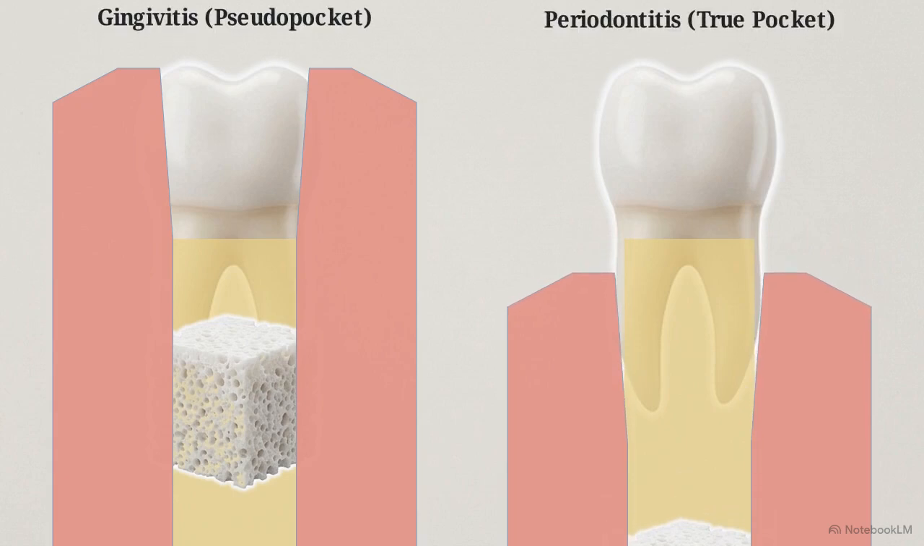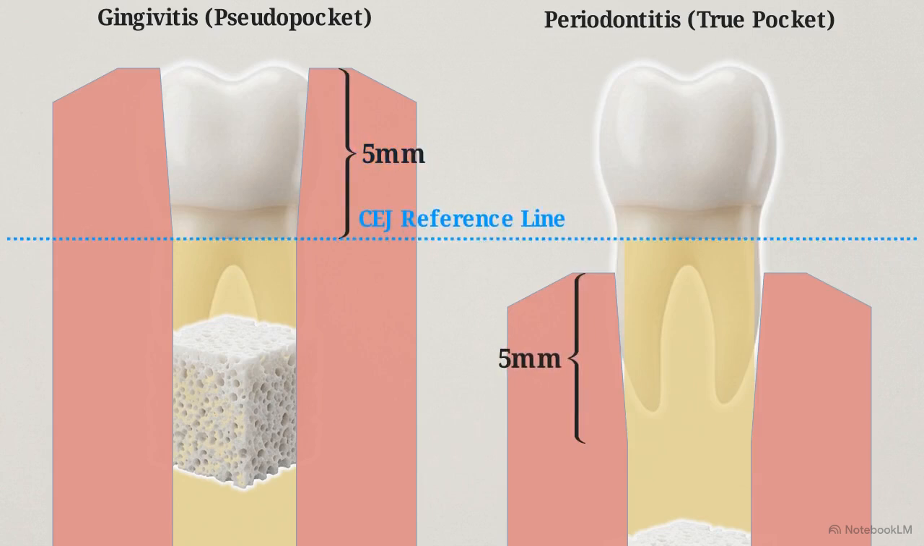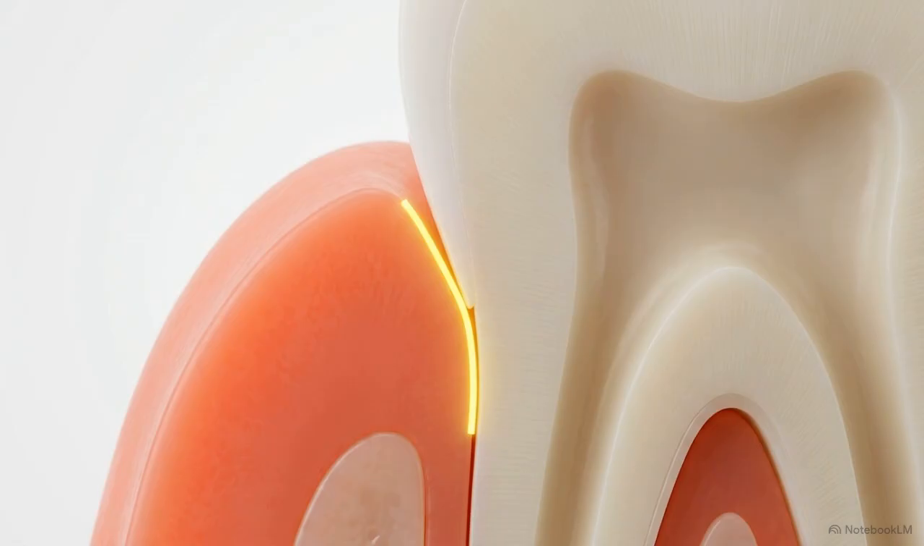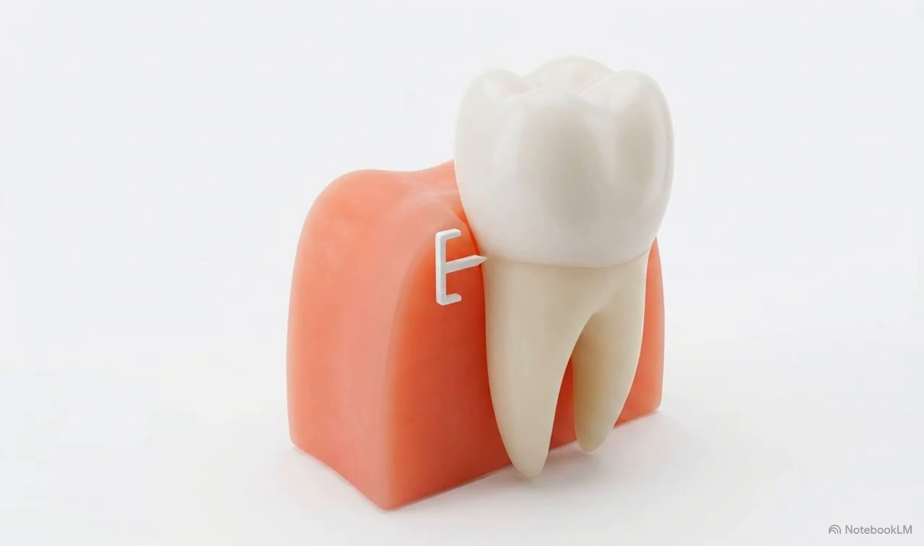This creates an illusion. Probes on both sides register 5 mm, the left due to upward swelling, the right because the probe drops below the cemento-enamel junction. The differentiator between these two states is the apical extent of the junctional epithelium. In a pseudopocket, the junctional epithelium remains attached at the cemento-enamel junction. No apical migration has occurred.